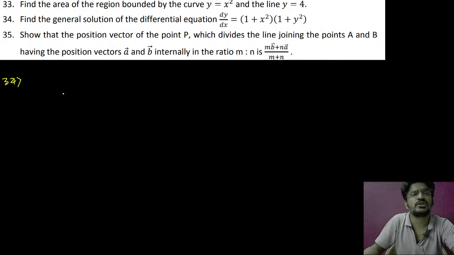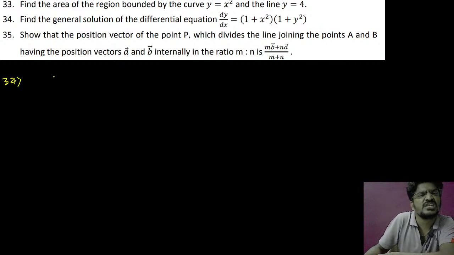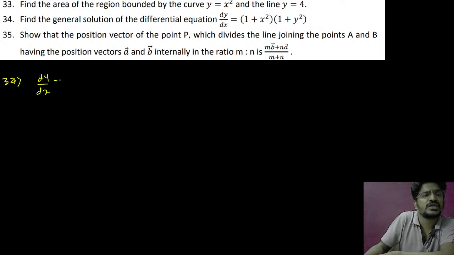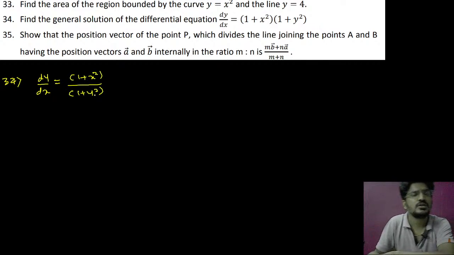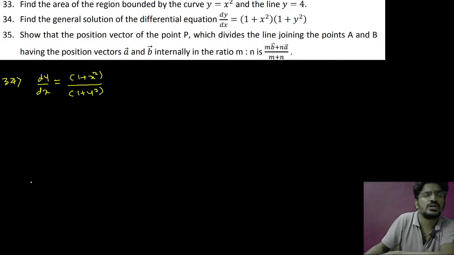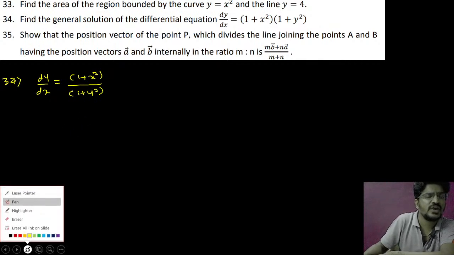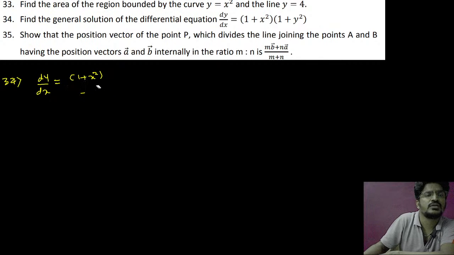So now let us go for problem number 34, that is, find the general solution of the differential equation dy by dx is equal to 1 plus x square divided by 1 plus y square. So now it is going to be equal to 1 plus x square into 1 plus y square.